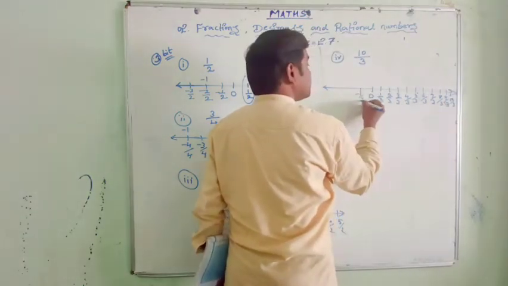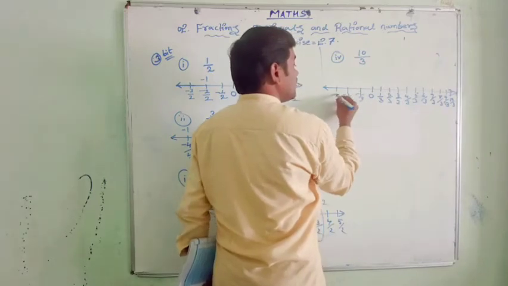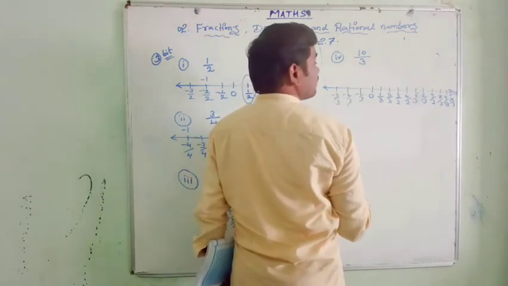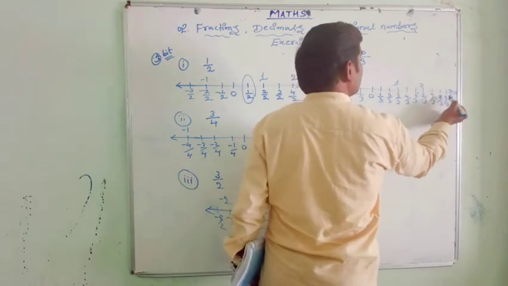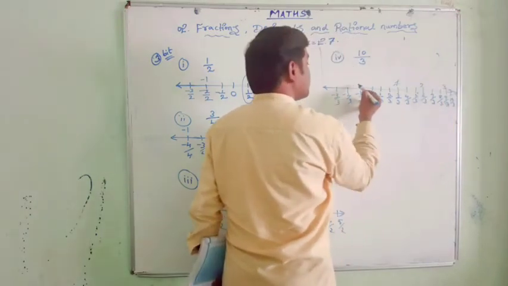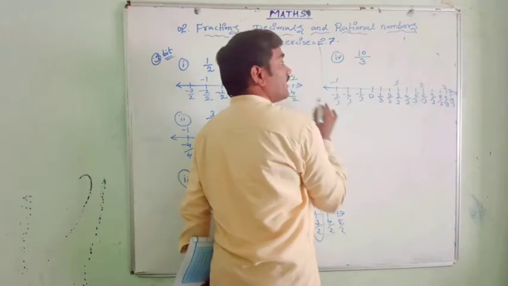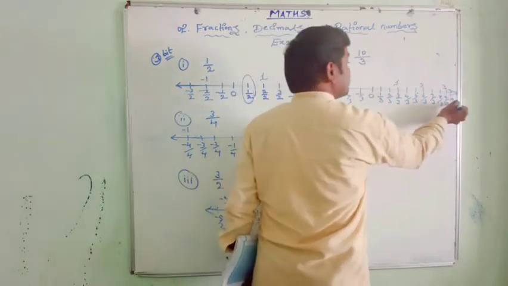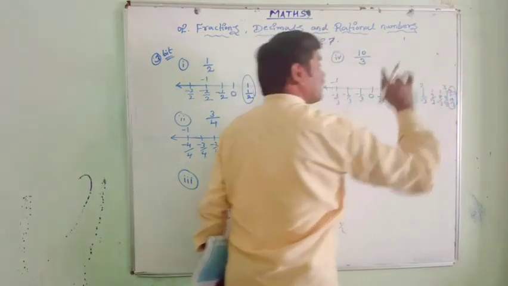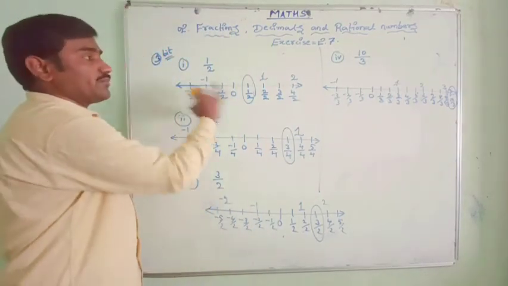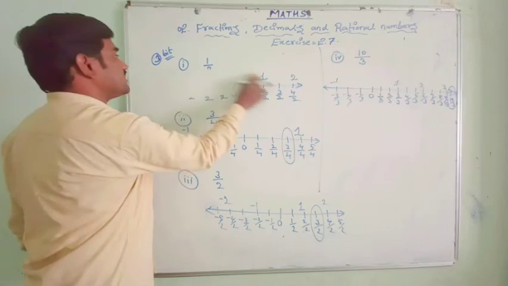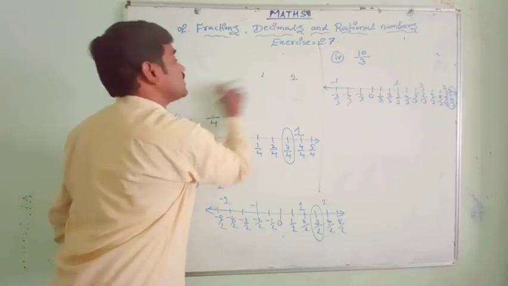Here minus 1 by 3, minus 2 by 3, minus 3 by 3. 3 by 3 equals 1, 6 by 3 equals 2, 9 by 3 equals 3. Here it is minus 1, and so on. But what we need to highlight is 10 by 3. Where is 10 by 3? Here is 10 by 3. I need to mark that. This is a rational number line. Just as we get the integer number line, the same way we get the rational number line.